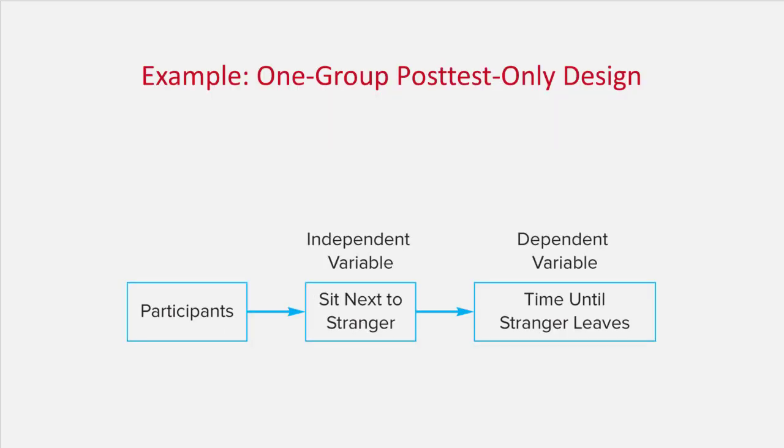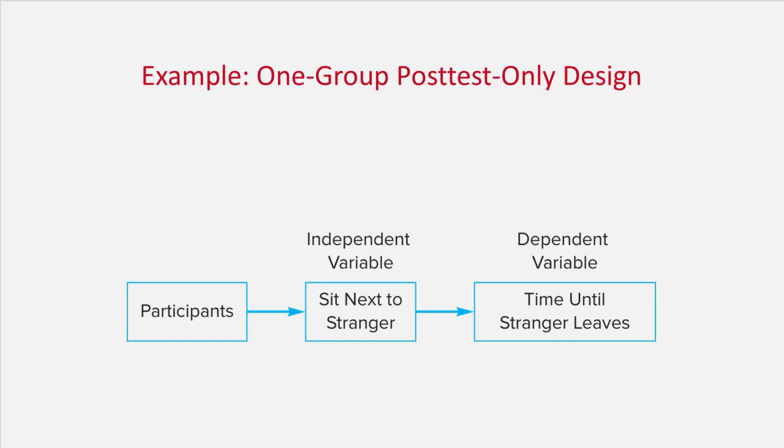Here's an example that I referred to earlier about the one group post-test only design. We have some participants, and they sit next to a stranger, which is kind of the independent variable, although it doesn't vary much. And then the dependent variable is the measurement, or the time until the stranger leaves. So we could just sit down next to somebody, see how long it takes for them to get up and leave, and measure that. We wouldn't be able to say that we caused them to leave, because they could have had something else that they were leaving for. They could have gotten a phone call. There could have been time for them to go to an appointment or whatever it was. Maybe their lunch break was over.